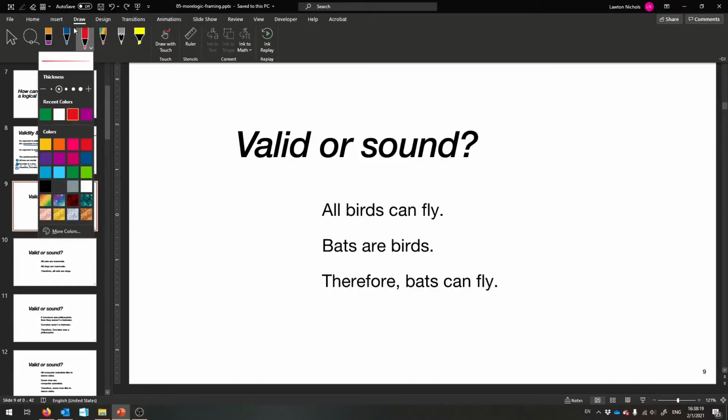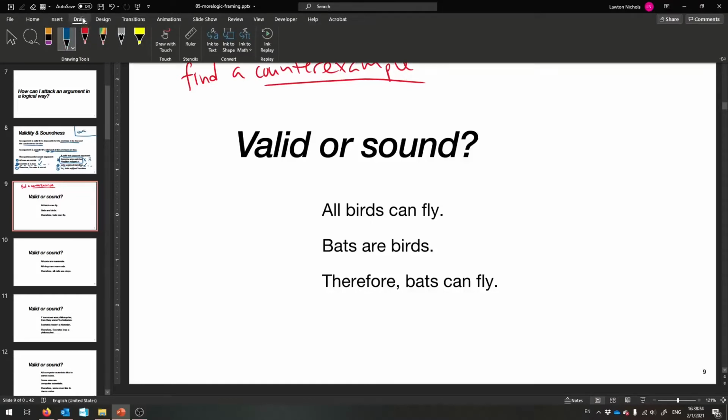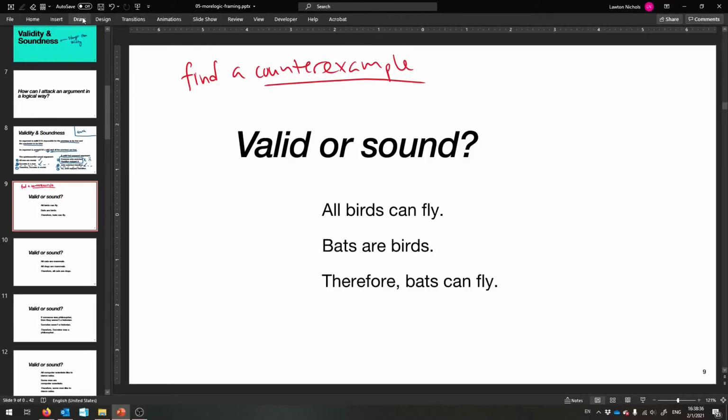To prove something's false, you always want to find a counterexample. Okay? I'll use red for bad. Okay, so think about this for a second. Maybe think about it in terms of counterexamples, and we'll come back. All right, so what did you think?